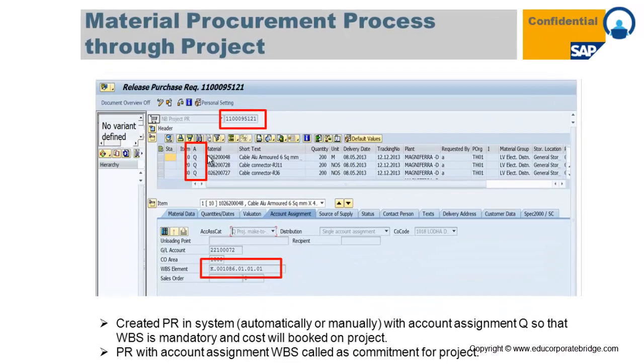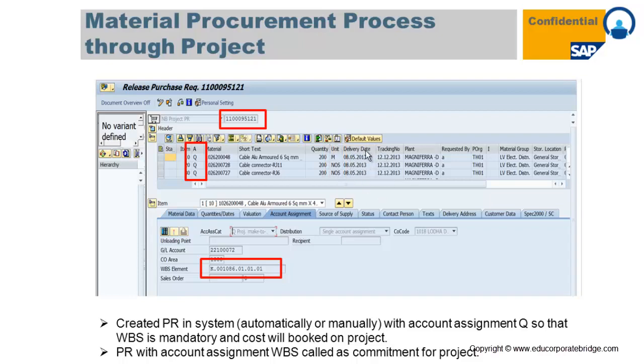So the account assignment indicator is Q. Once you put the account assignment indicator Q in a purchase requisition, the system will ask you to put the WBS. The WBS is mandatory. So once you put the WBS, the cost will get booked on that particular WBS. Then you have to provide data like a material. The short text will be automatically picked up from the material master. Quantity, the unit of measure is picked up from the material master.